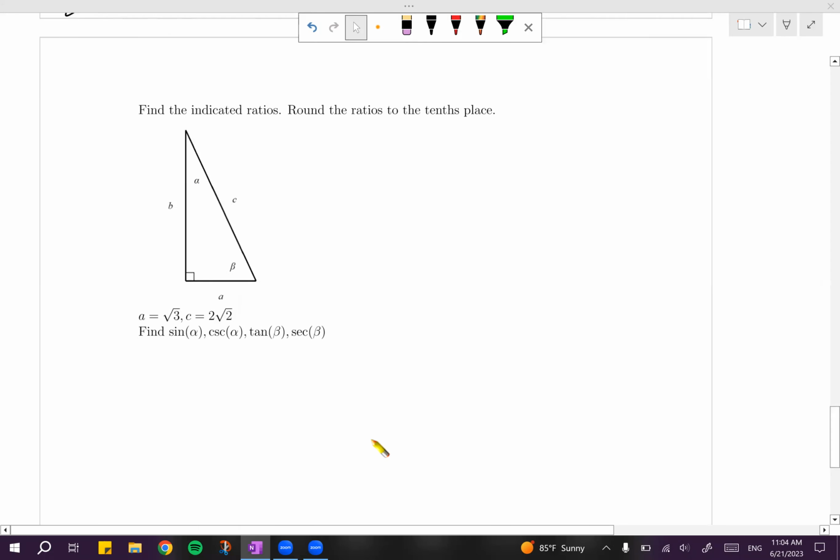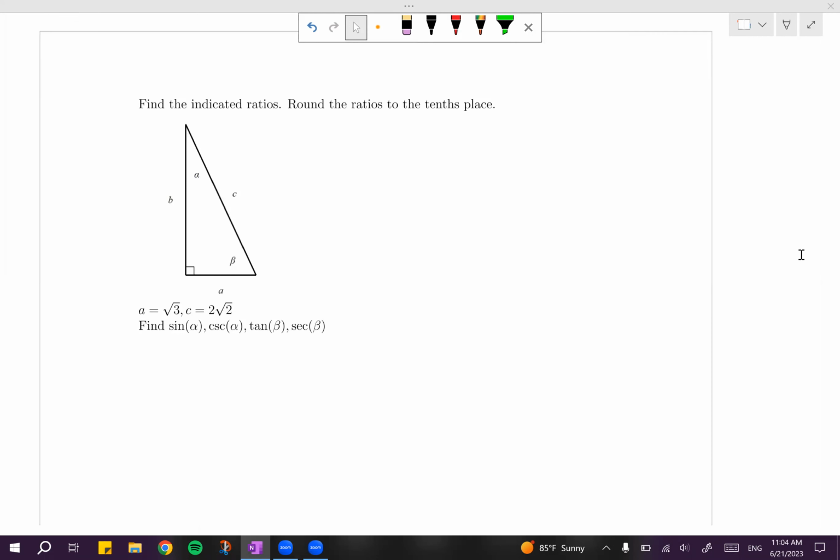Hey, so we have this problem and it wants us to find the indicated ratios to the nearest tenths place. All right. So the first thing we need to do is find our other side. They gave us A and C, but we need to find B. So A equals square root of 3. C equals 2 times the square root of 2. We need to find B.